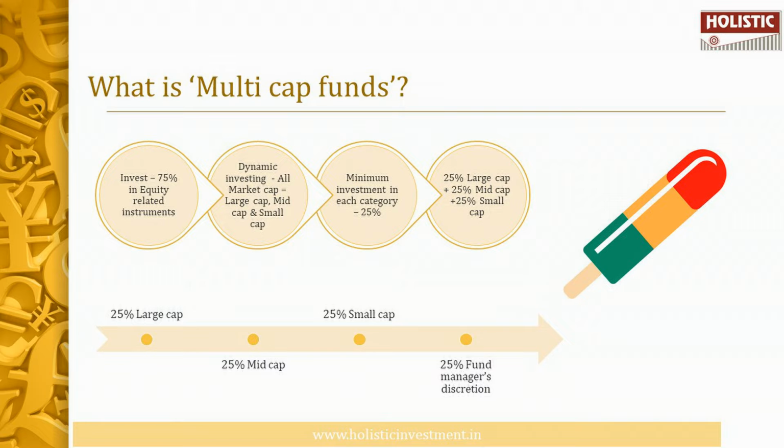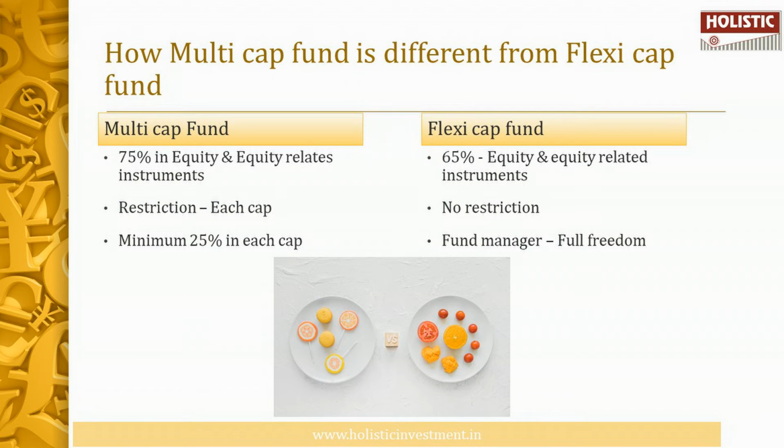Multicap funds invest 75% of their assets in equity and equity related instruments. These funds invest in stocks across market capitalization. That is, their portfolio comprises of large cap, mid cap and small cap stocks. They invest at least a minimum of 25% in large cap, 25% in mid cap and 25% in small caps as per SEBI's mandate. The balance 25% is invested at the discretion of the fund manager based on his market outlook. Now let us see how multicap fund is different from flexicap fund.